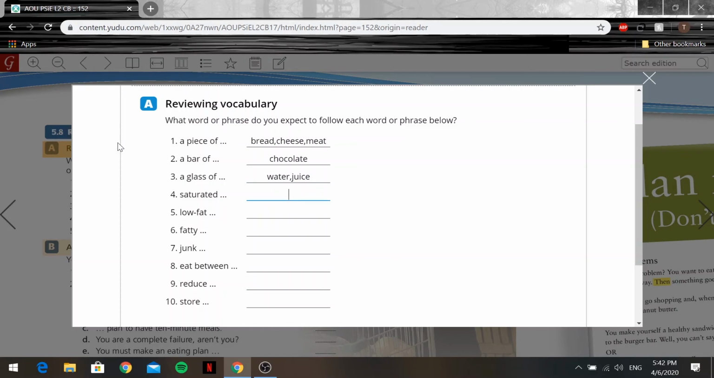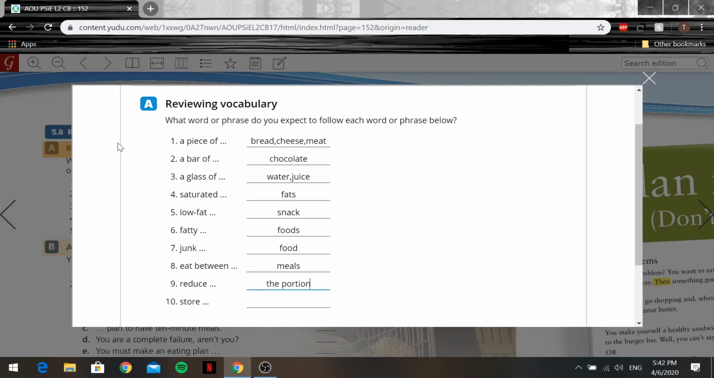Saturated, okay, so this one's pretty simple, saturated fats. It's a type of fat. Five, low fat, we'll say snack. Low-fat snack. Six, fatty. We'll say fatty foods. Seven, junk. Again, junk food. Eight, eat between, we'll say, meals. Nine, reduce, we'll say, the portion.